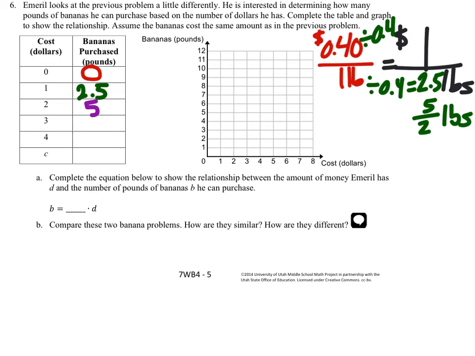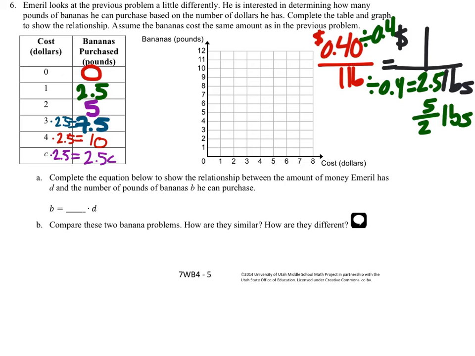Well, what if I had $3? 7.5. How do you get 7.5? Yeah, 3 times the 2.5, right? So we would multiply 3 times 2.5. Well, what if I had $4? 10, right? 4 times 2.5. I'm sorry, 2.5 pounds. 10 pounds. So if I had the amount of dollars I have, how could I figure out how many pounds I could purchase? Yeah, you're just going to multiply that by 2.5, and you'd get 2.5 times C.